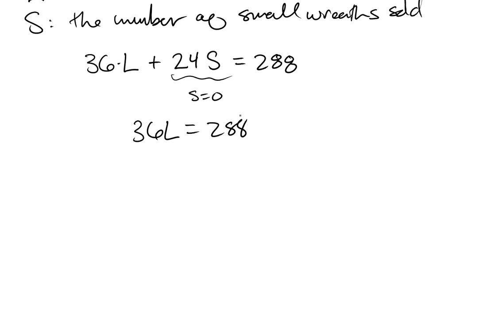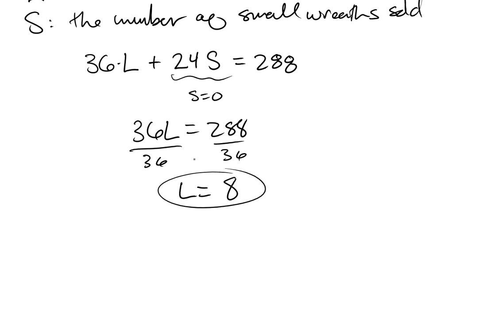And to solve for L here, we're going to divide both sides by 36. So she would have to make 288 divided by 36, which is exactly 8. Oh, if the world was always integers. We could go the other way with this.